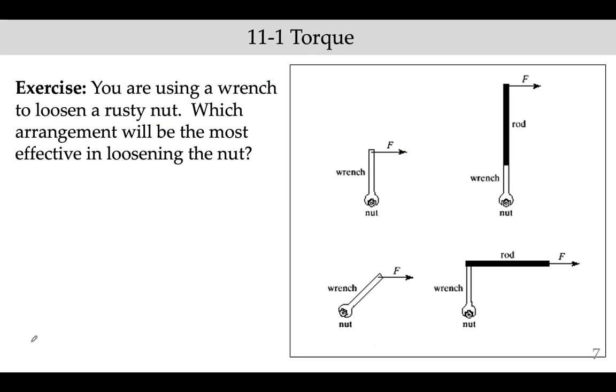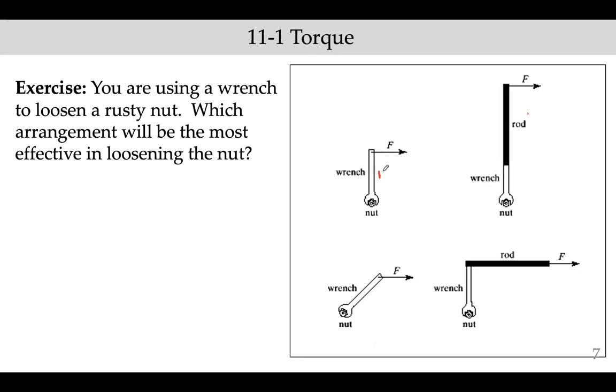Okay, you are using a wrench, so you're going to use one of these wrenches, and these two have cheater bars added. You are using a wrench to loosen a rusty nut. So these are the nuts here. Which arrangement will be the most effective in loosening the nut? Whichever creates more torque will be most effective in loosening the nut.